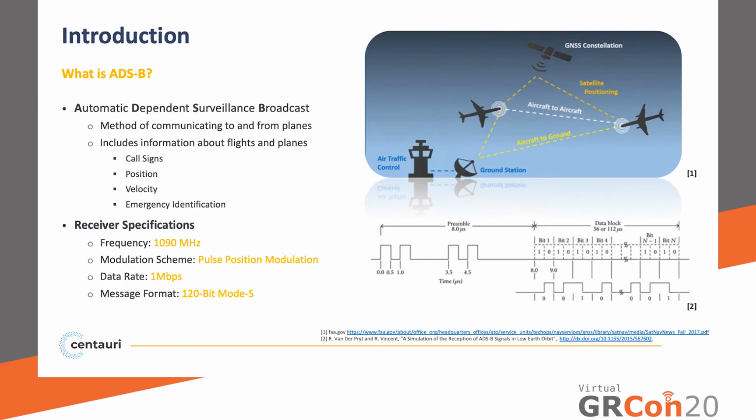Over the last several years, ADS-B has been used as a good reference design to demonstrate different GNU Radio applications. The key aspect for the receiver is being able to detect the preamble and then demodulate the pulse-position modulation. For our design, we'll be concentrating on the 180-bit Mode S message.